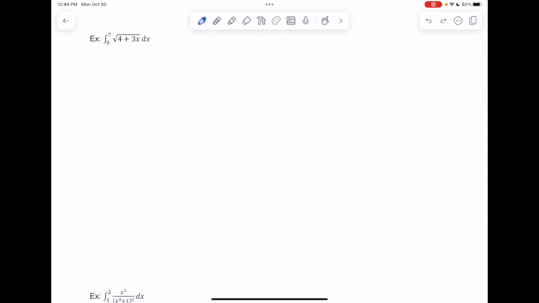All right, let's get some more practice with this. We're going to look at the definite integral from 0 to 7 of the square root of 4 plus 3x dx. I think we have a fairly obvious inside function again. We have 4 plus 3x inside of the square root. So I'm going to let u equal 4 plus 3x. And then du will be the derivative of that, which is just a 3, times dx.